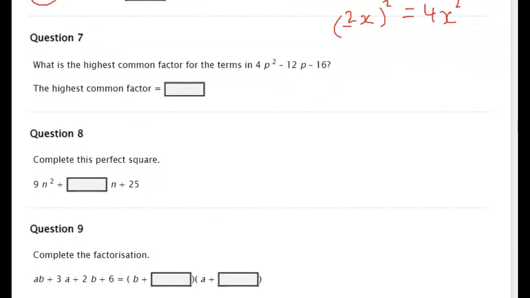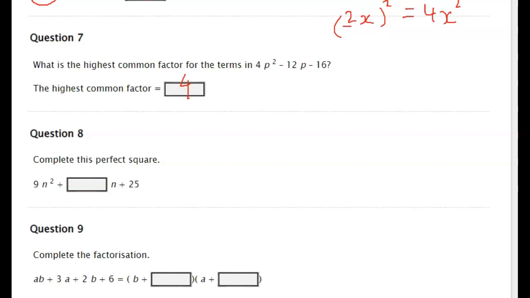All right, question 7. What is the highest common factor for the terms in 4p squared minus 12p minus 16? Okay, so first of all, look at the first term, because you want a factor of the first term and every other term. So I've got a coefficient of 4, so I can say, well, does 4 go into 4p squared? Yes, it does. Does 4 go into minus 12? Yes, it does. And into minus 16? Yes, it does. So you're going to have a 4.